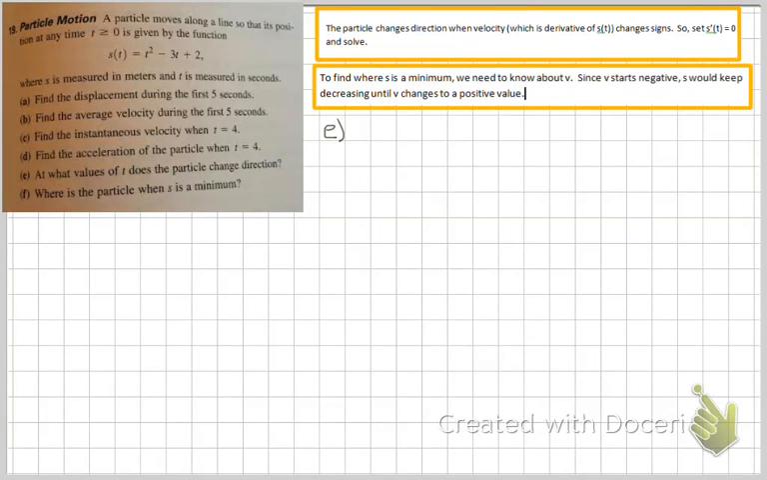Alright, so the particle changes direction when the velocity changes sign. And the velocity is the derivative of s of t, so we're going to set up v of t as s prime of t. So you take your original s of t equals t squared minus 3t plus 2, you take the derivative, that turns out to be 2t, right? We're just applying the power rule.